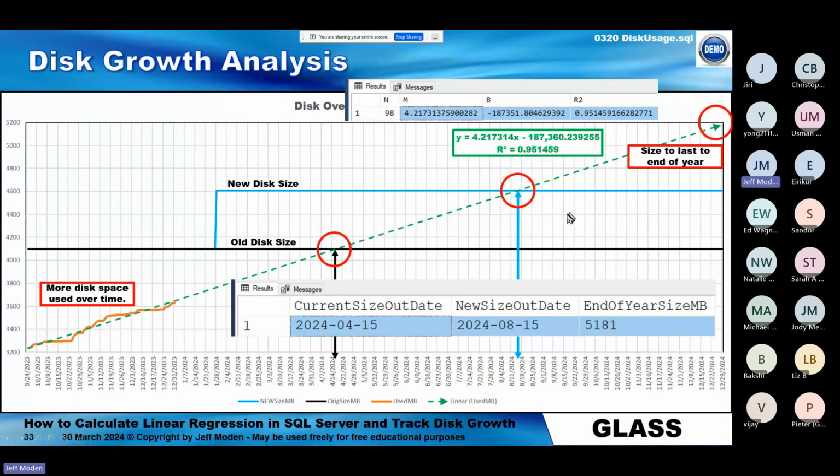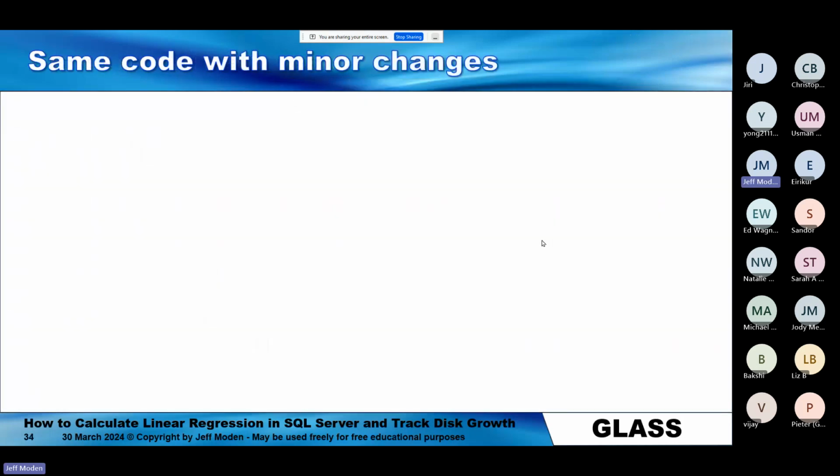And our plot points were plotted out in the second part of the code, which could have been included in the first CT, but I wanted to keep them separate just so that you understood what was going on. And it actually calculated an accurate date of 4/15, 8/15, and the size for the end of the year at 5.181 terabytes, unless I do something. You know, I got to do something. So that's that. And let's go see how it works.